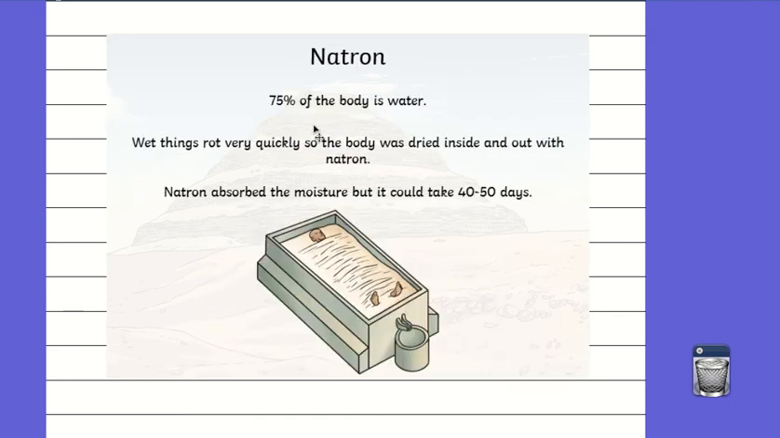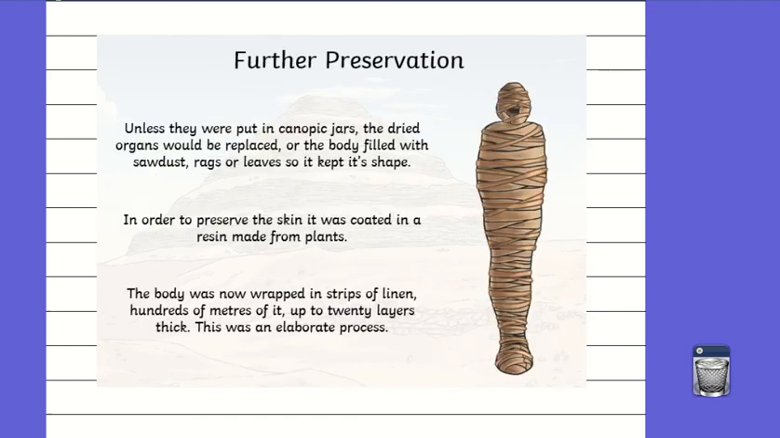Okay, so 75% of your body is water, and wet things rot very quickly. So the body was dried inside and out with natron, and it absorbed the moisture, but it could take 40 to 50 days. And this is why the process takes so long, because of the dehydration of the body. So, further preservation. Unless they were put in canopic jars, the dried organs would be replaced, or the body would be filled with sawdust, rags, or leaves so it kept its shape.